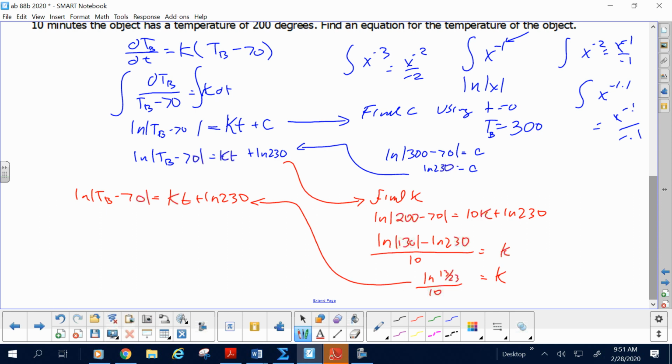All right, so now what do I do? Exponentiate. So absolute value of t sub b minus 70 equals e to the kt plus log of 230. But what is that side cleaned up? 230 e to the kt. When we use that exponential rule, e to the a plus b is the same as e to the a times e to the b, and then the log and exponent are inverses again. You see where 230 is coming from?